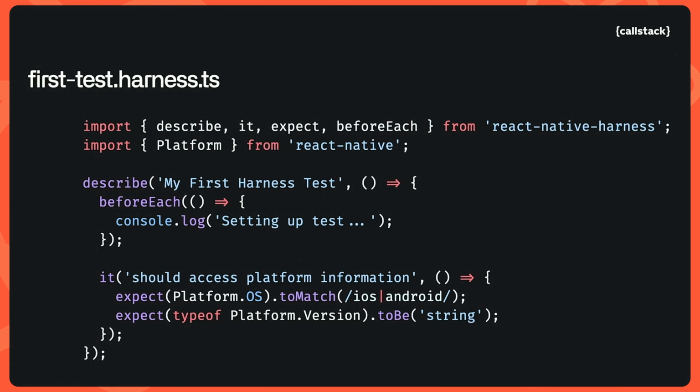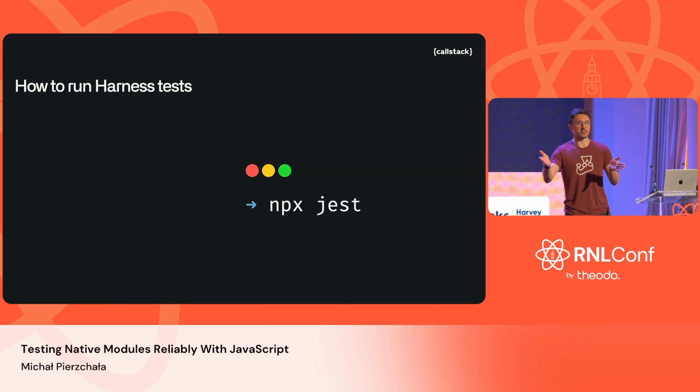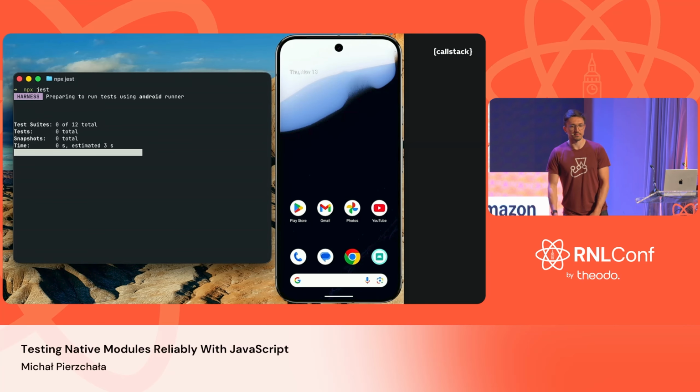So an example test looks like this. This is a normal JavaScript test. We have describe, we have before, we have it, we have expectations. That's it. You already know it. And you already know how to run it, because it's just running Jest, and it runs like this.